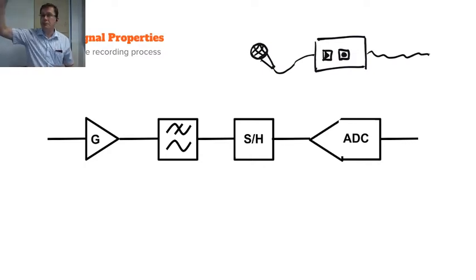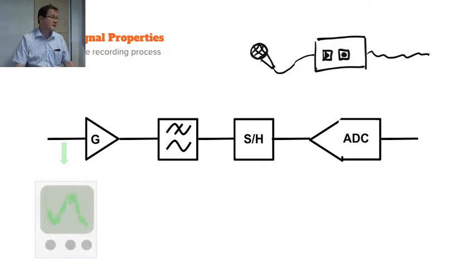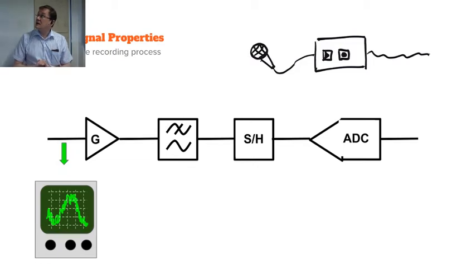Then the sampling process, I have this S/H, which is a sample and hold circuit. With some A to D converters, like the successive approximation A to D converter, you need a separate sample and hold circuit to keep the value of the signal during the conversion. And then, of course, the A to D converter after that. And let's take a look at what the signals look like at each of these steps.